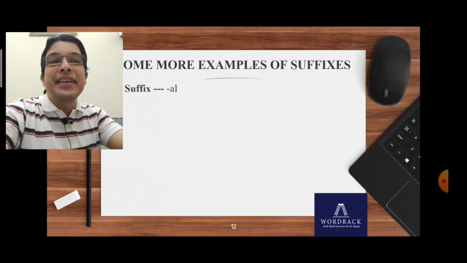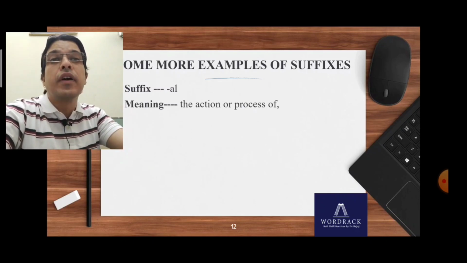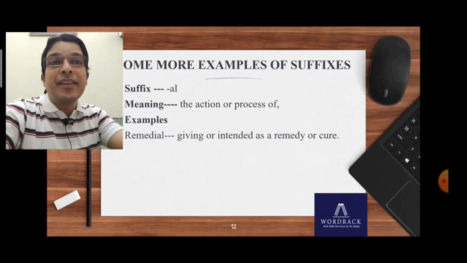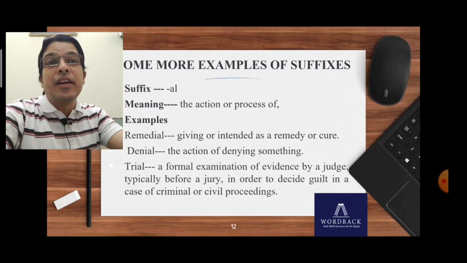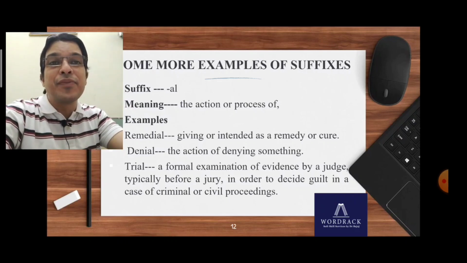Next example, suffix AL. It means action or process of. Examples are remedial, giving or intended as remedy or cure. So AL has been added to remedy. Denial, the action of denying something. AL has been added to deny. And trial, a formal examination of evidence by a judge, typically before a jury, in order to decide guilt in a case of criminal or civil proceedings.